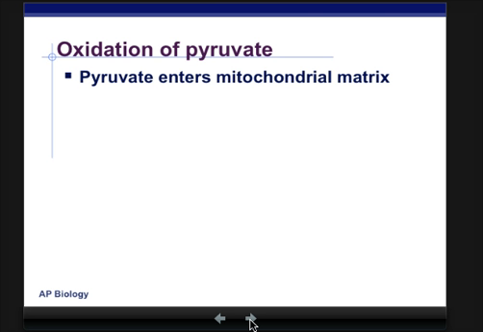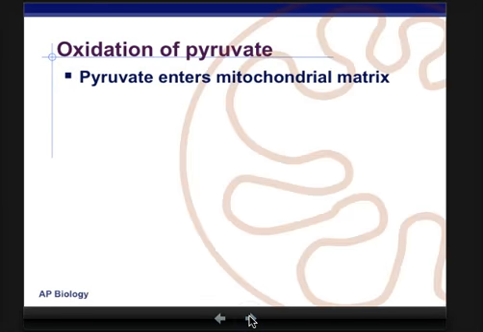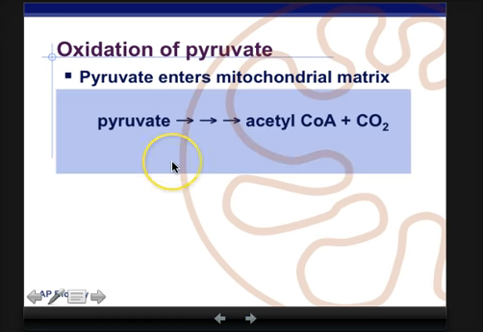All right, so now we're moving on to the next step. Right after glycolysis, this is the very next step, the oxidation of pyruvate. Pyruvate enters the mitochondrial matrix. So I'm giving you a picture of the matrix back here. The oxidation of pyruvate is this reaction, pyruvate into acetyl CoA and carbon dioxide. And this is a three-step process.